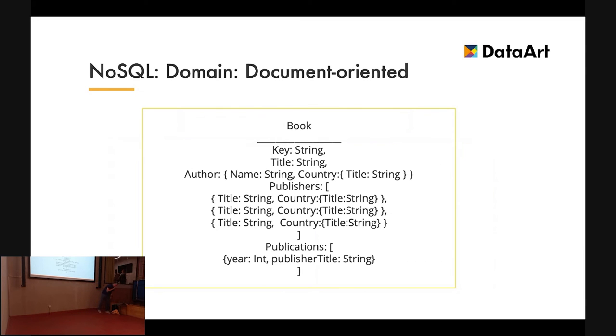About document-oriented. Well, I offer this model, which means that we will have book, and this book as the document will contain all information about itself. It has its own key, its own title, data about its author, which is an additional object, the name, country, objects about its publisher, and a collection of its publications. In this way, this can be a very key object.